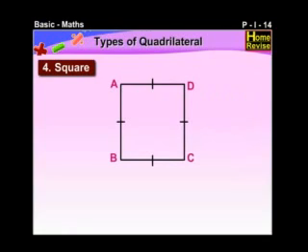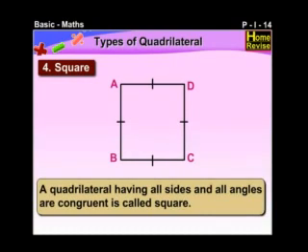Fourth type, square. Definition of a square: a quadrilateral having all sides and all angles congruent is called a square. Take one example. In quadrilateral ABCD, if sides AB, BC, CD and AD, all sides are congruent and angles A, B, C and D, all angles are congruent, then this quadrilateral is a square.